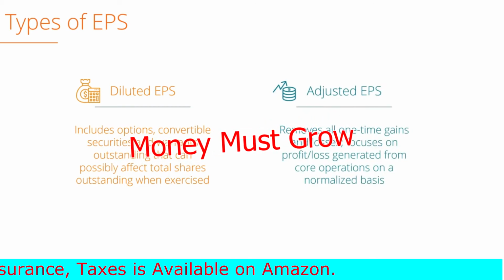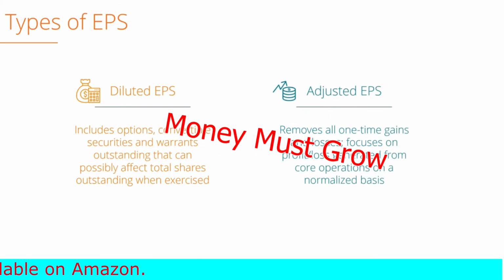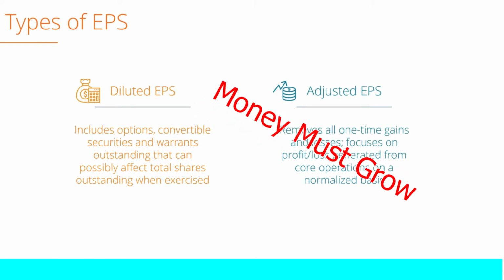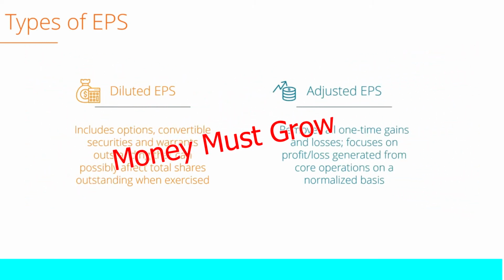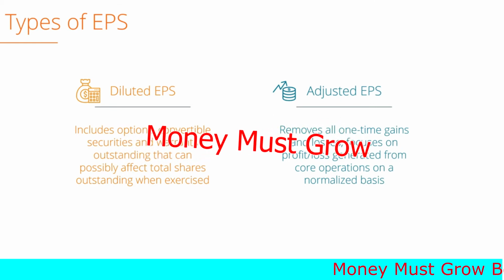Additionally, we can calculate adjusted EPS. This removes any one-time gains or losses and focuses on the core operations of the business, and is hence a normalized or adjusted earnings per share.